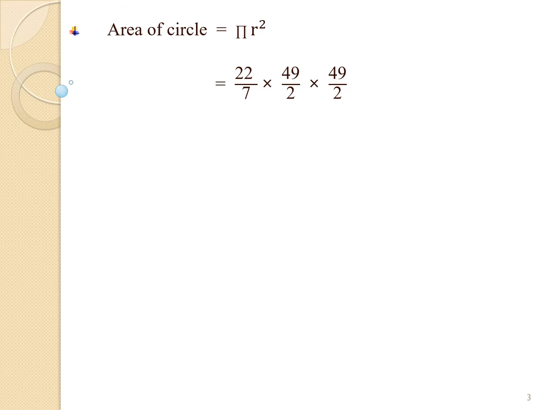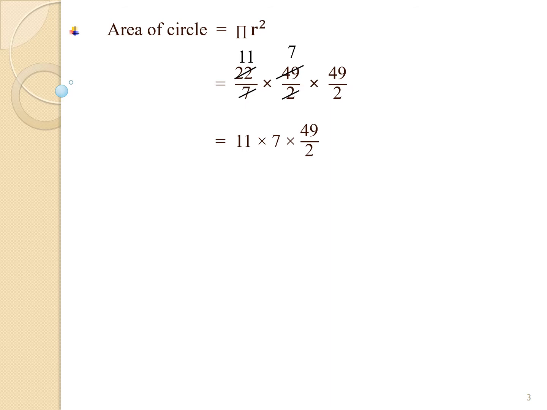Thus, cancelling denominator 7 and numerator 49, we get 7. Also, cancelling denominator 2 and numerator 22, we get 11. Now, let us first multiply 7 by 11. Thus, multiplying 7 by 11, we get 77.